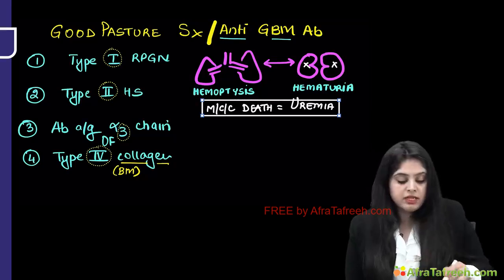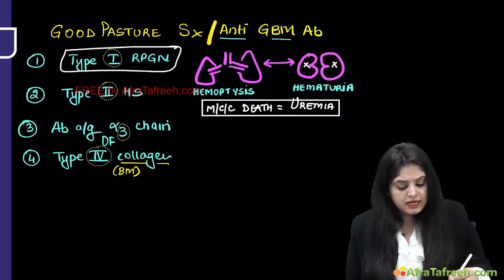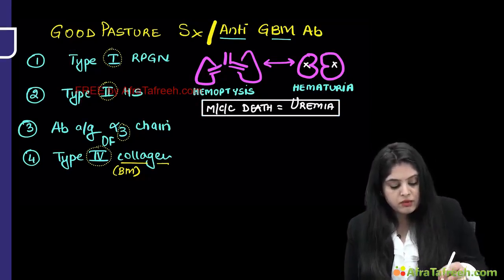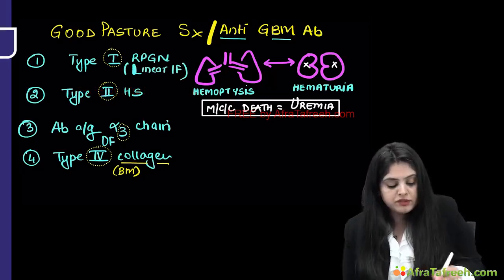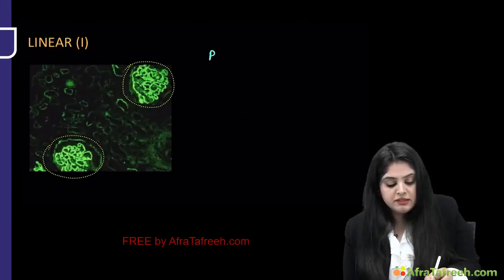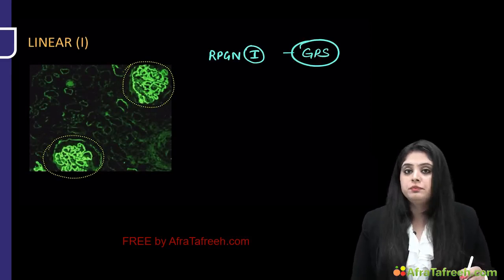Now tell me one more thing. It is a type 1 RPGN. What is going to be the immunofluorescence? Like I told you, the way you write 1 is the way you write linear, meaning there is going to be a linear immunofluorescence. Everyone remembers? You can have a look at that picture once again. This is linear immunofluorescence, which you see in RPGN type 1, basically what you see in Goodpasture syndrome.